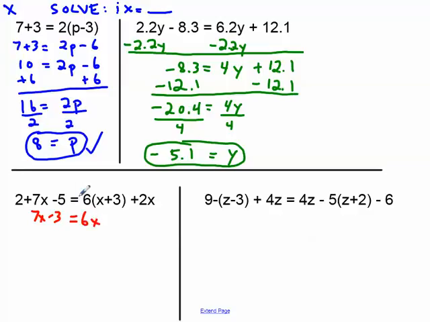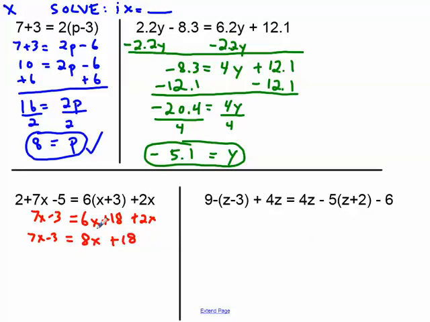6x. Pay attention to signs and numbers and variables. Positive times positive, positive. 6 times 1, 6. 1 times x, x. Positive times positive, 6 times 3, 18. Plus 2x. Now combine like terms on the right side. 7x minus 3 equals 6x plus 2x, 8x, plus 18.